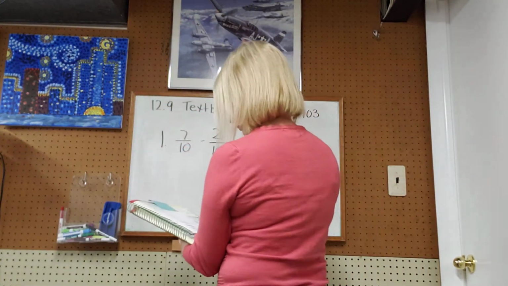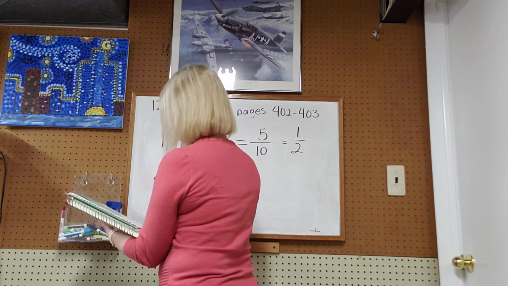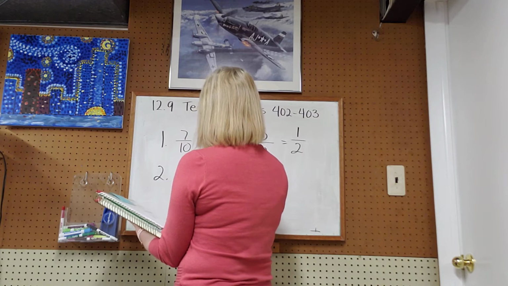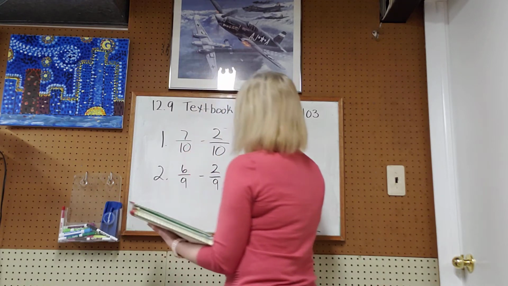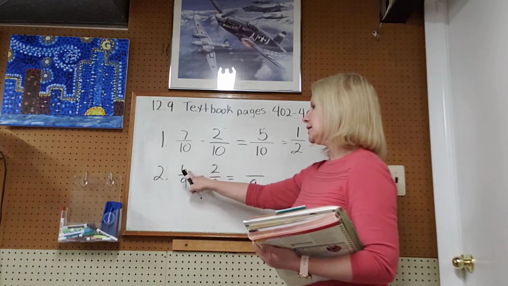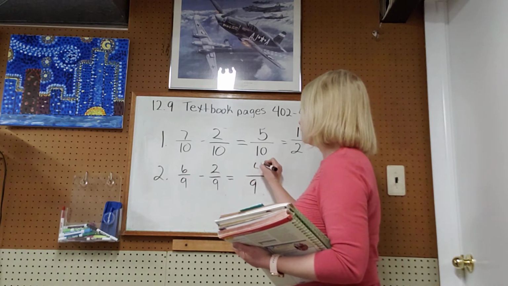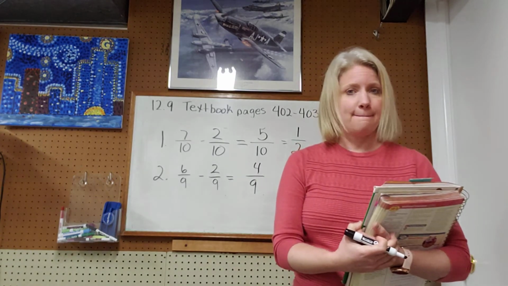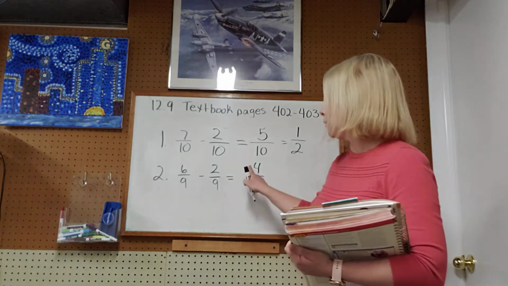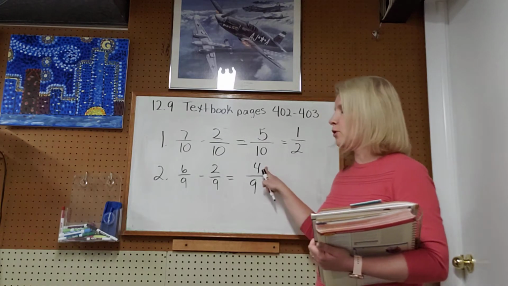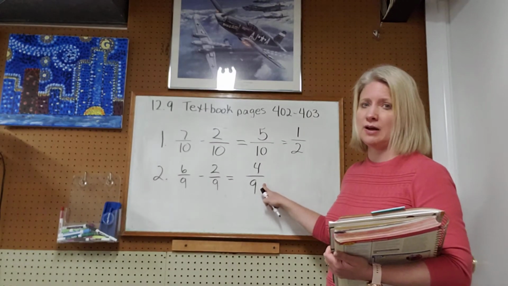Okay, let's look at number 2. 6/9 minus 2/9. Okay, it has the same denominator. Let's carry it over. 6 minus 2 equals 4. Now there isn't a number that's going to equal, they don't share a factor. So you can't divide 4 by any of the same numbers that you can divide 9 by and get the answer.